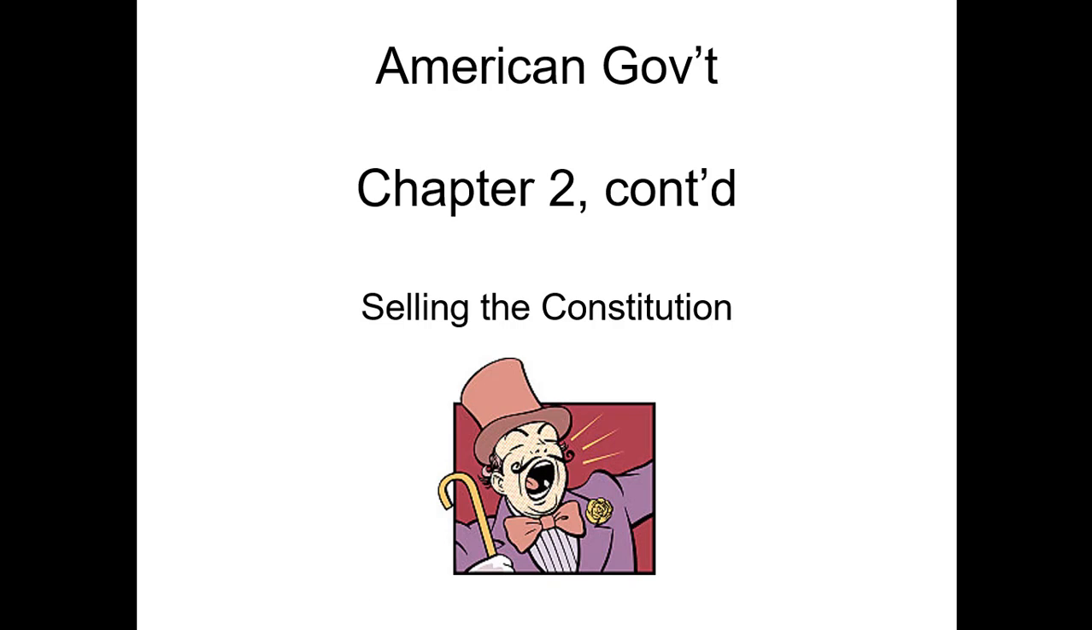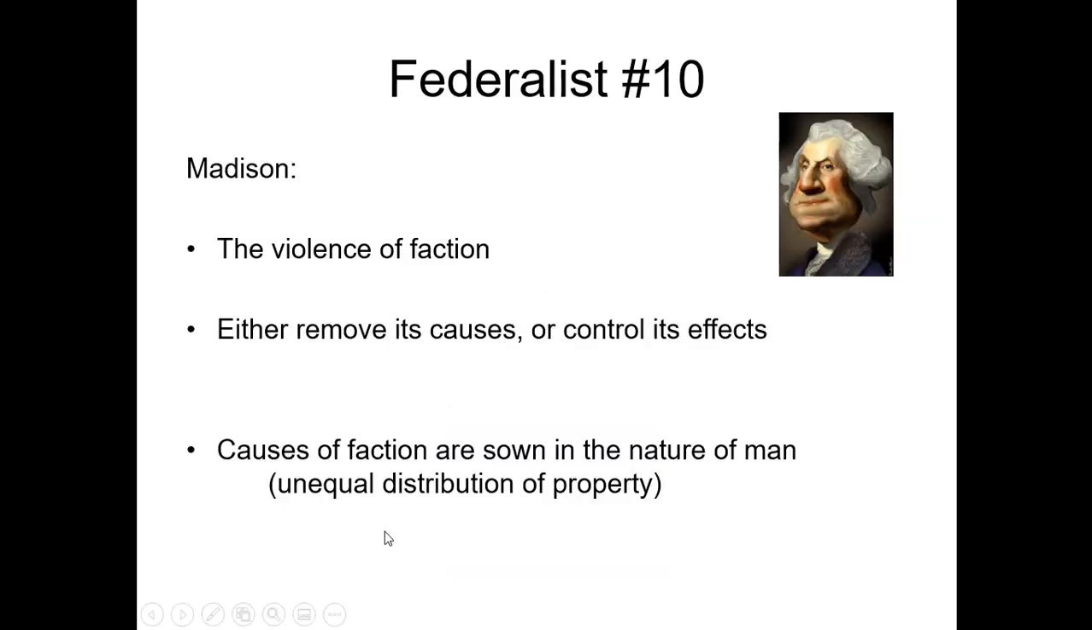So let's talk about the Federalist Papers, two of them in particular. Federalist Paper number 10 and Federalist Paper number 51 are both in the back of the textbook in the appendix. Should have read them by now. They are both relatively short. Both of those are written by James Madison.